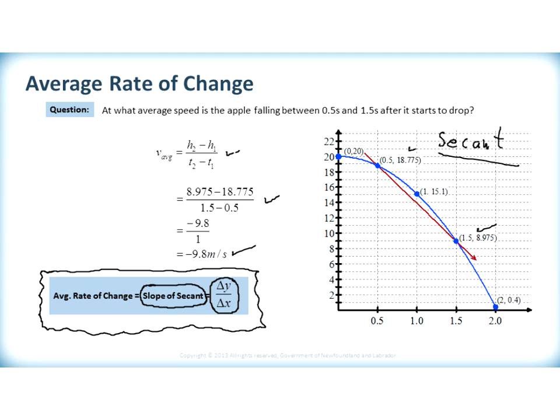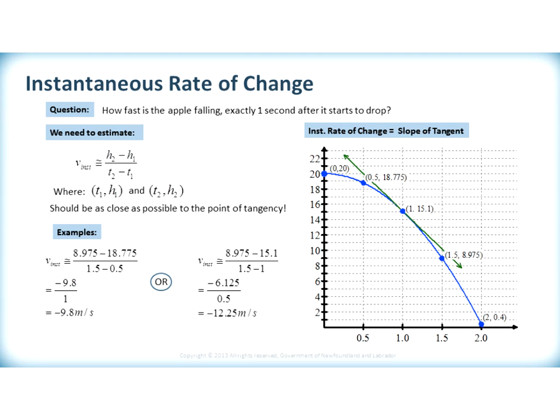Okie dokie. Moving along. We can also talk about something called instantaneous rate of change. And from some of your early science courses in high school, you'll probably remember that what we're after when we talk about instantaneous rate of change is how fast is something changing at one instant in time instead of over a cumulative time interval. So if we look at this example here, it's the same situation we had before, but we want to know how fast is the apple falling exactly 1 second after it starts to drop.